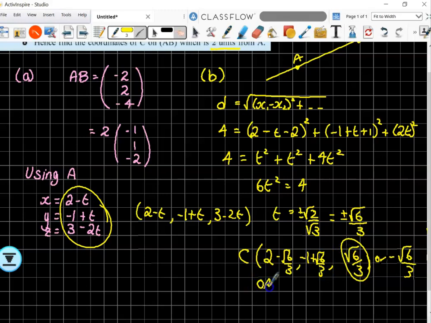Or C could be 2 plus, so take 2 plus root 6 on 3, minus 1 take root 6 on 3, and I've got room for my z value now, so 3, minus and a minus make a plus, so 2 root 6 on 3.